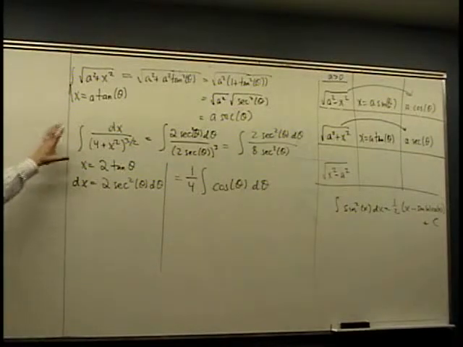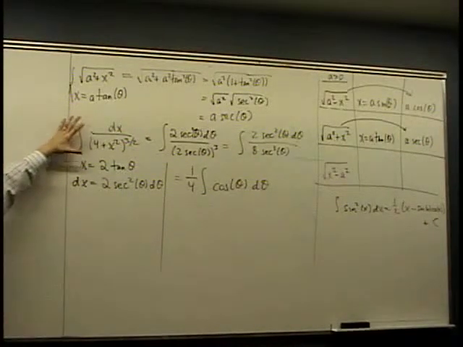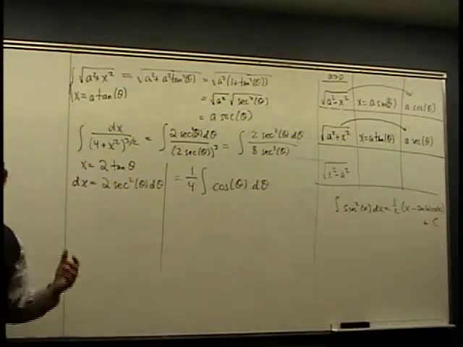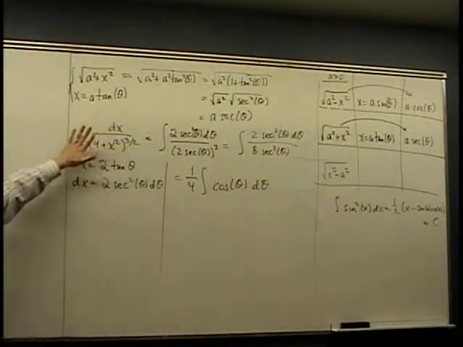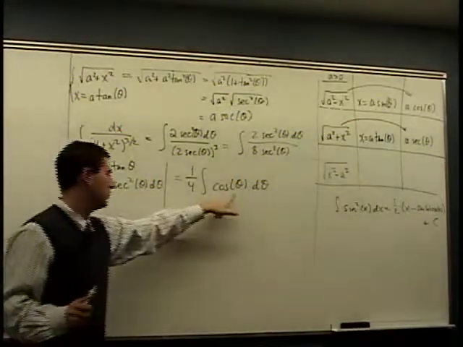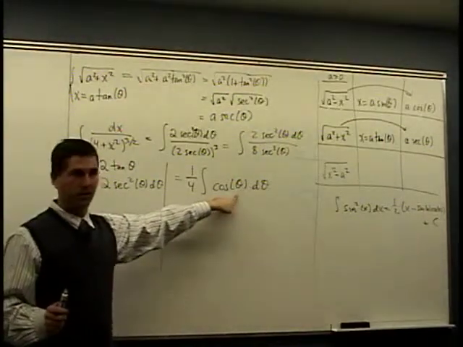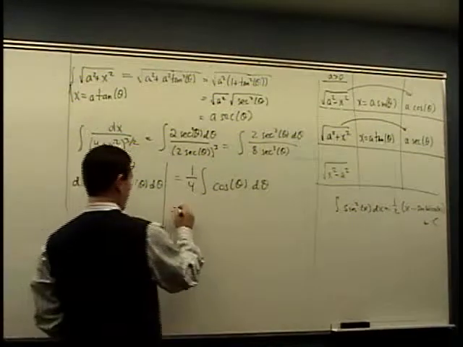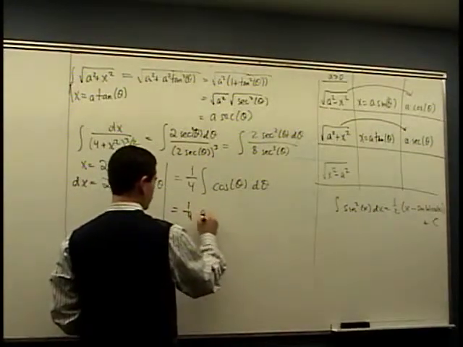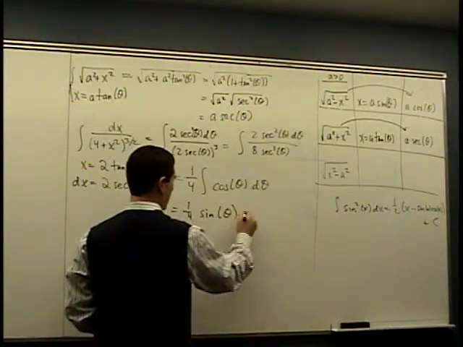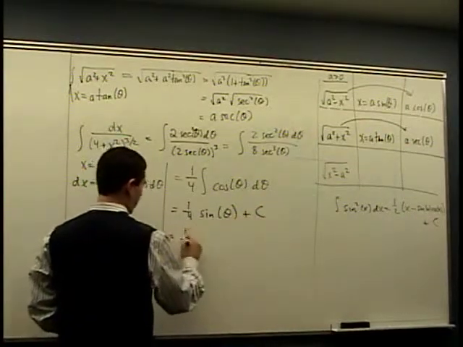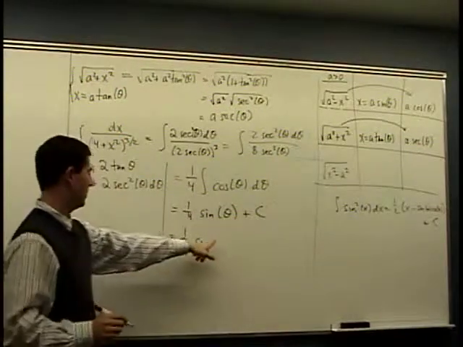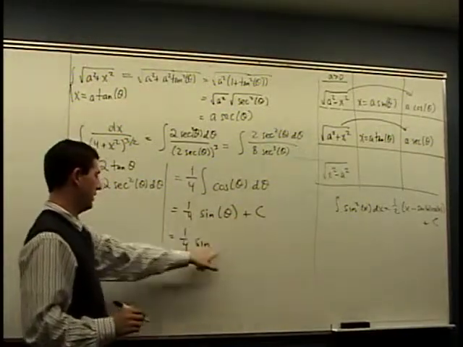Interesting. This is very nice, right? We've taken this awful integral that I had nowhere to go with, and we've turned it into the integral of cosine of theta using this clever substitution. And of course, we know how to integrate cosine. And now all we have to do is figure out what sine of theta is.